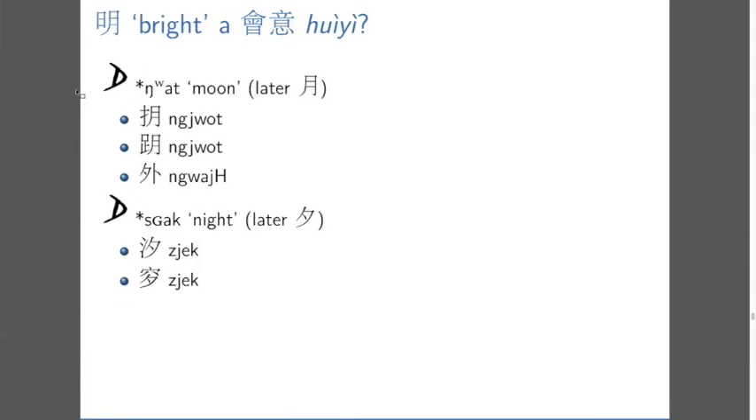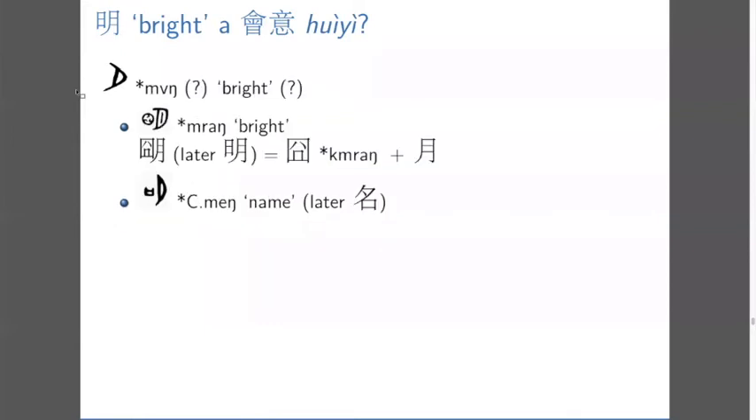To give another example, we have this picture of the moon. So it means moon, yeah? And there's one series built on it in the meaning moon, where it's read nuat, and you can see the series there. And there's one series built on it in the meaning night, where it was pronounced something like zgak. So that part everyone agrees with. But now let's move to a third one.